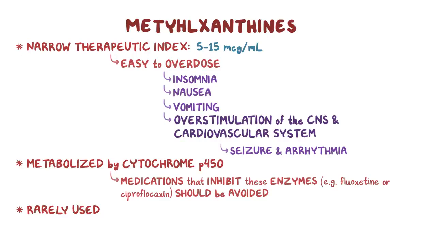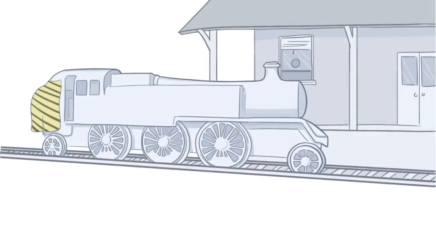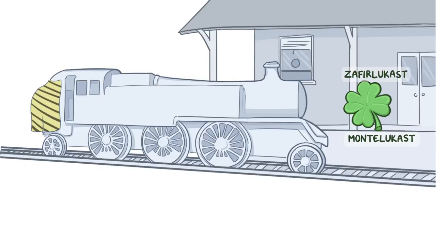Now, we want to make a simple and fun mnemonic that'll help you efficiently memorize and retain all these pharmacology facts. So, for the leukotriene modifying agents, let's use a white train. Now, the train stop represents the target receptor, so we'll put the leukotriene receptor antagonists here. Since they have Leucast in their name, let's put a 4-leaf clover here for montelukast and zafirlukast. Hopefully, they'll make our luck last.